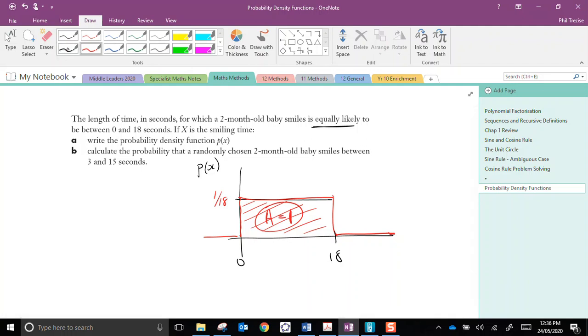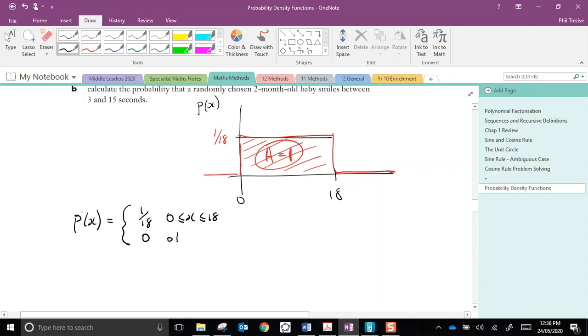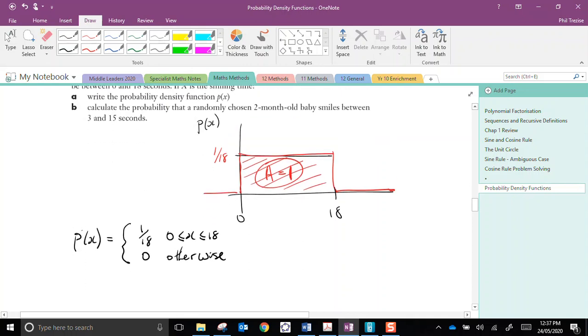Now we need to write that function. Well, this is going to be a piecewise function. Our function, let's call it p of x, equals the number 1 over 18 as long as x is between 0 and 18. It is 0 for all other values. So if x is less than 0 or x is more than 18, the probability function is 0. See the red line here is 0 on the outsides. That's part A. We have written our function.